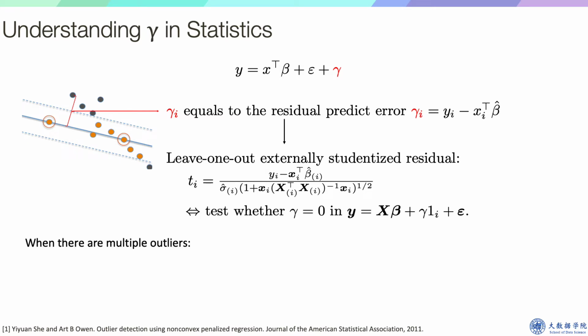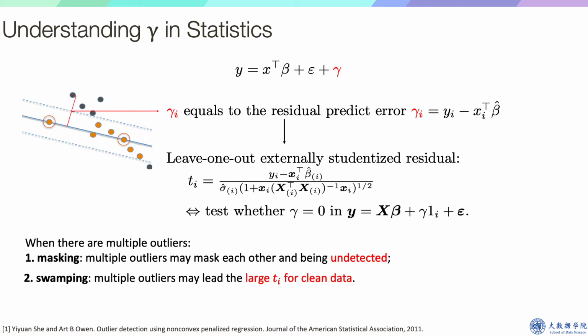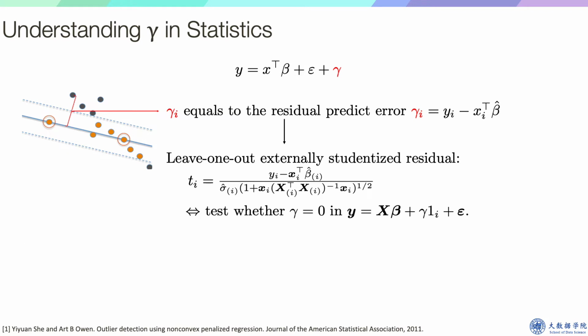When there are multiple outliers, we have two additional problems to solve. First is masking. Multiple outliers may group together to mask each other and remain undetected if we only leave one of them out in the statistical testing. The other is swapping. Multiple outliers may result in a large T for clean data, leading to a false discovery of outliers. Thus, we can solve the whole indicator matrix for all training data at the same time, leading to this equation.